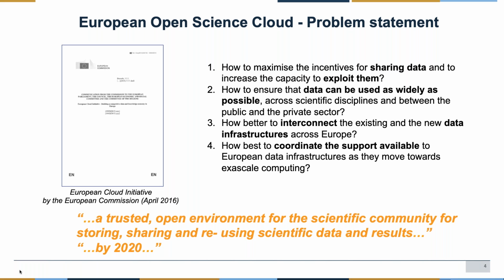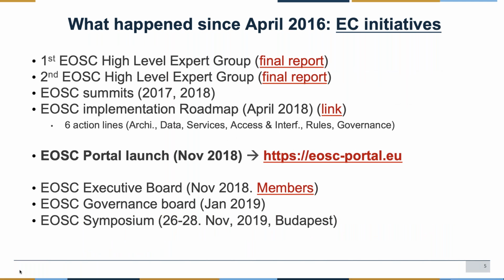The document basically set an ambitious goal to establish a trusted open environment for the scientific community by 2020, in which environment scientists can store, share, and reuse each other's data and scientific results. And that led to a number of initiatives that try to formulate that big vision or problem space and break that down into real actions.